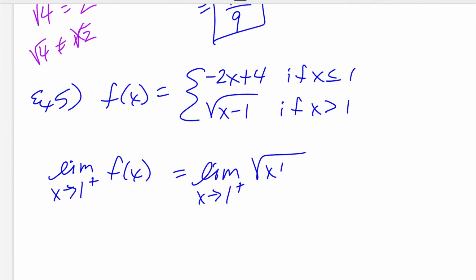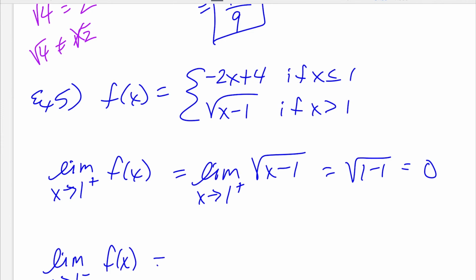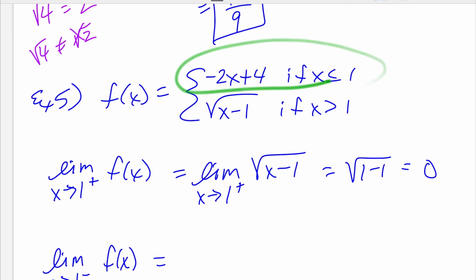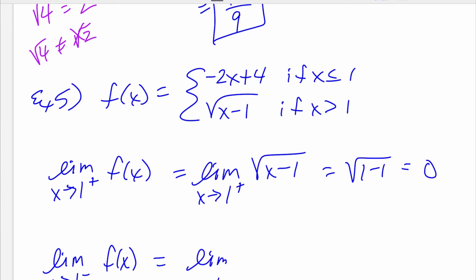Oops, that's a minus. I almost put plus. So then that will be 0, right? Because it's 1 minus 1, which is 0. And 0 is a legit answer. Don't let anybody tell you it's not. That's a legitimate answer. What if I want to come from the left? Which one am I looking at? Exactly. Because x is less than or equal to 1, so I'm going with that top one. Good. So this is the limit as x approaches 1 from the left of 2x plus 4. And when you plug that in, 2 times 1 plus 4 is 6.